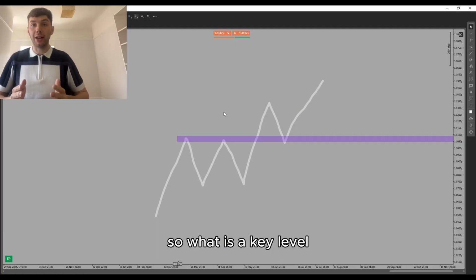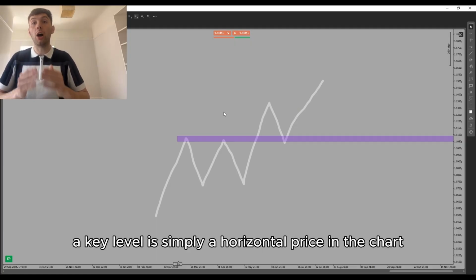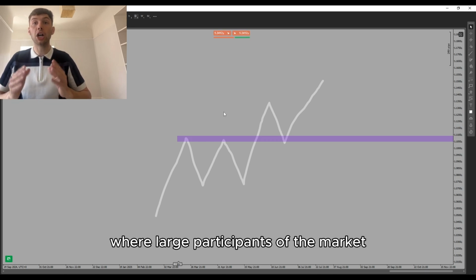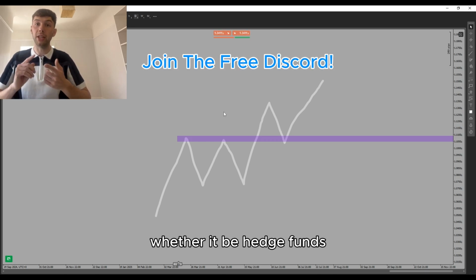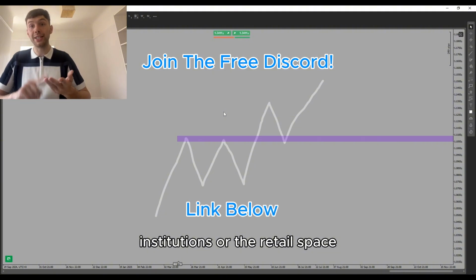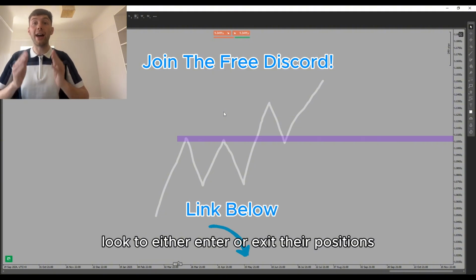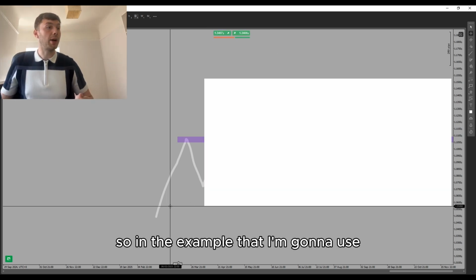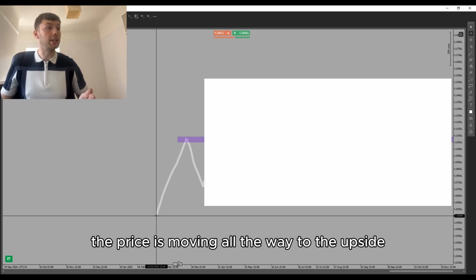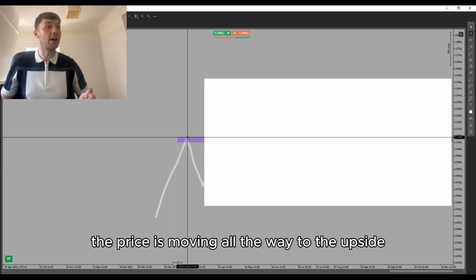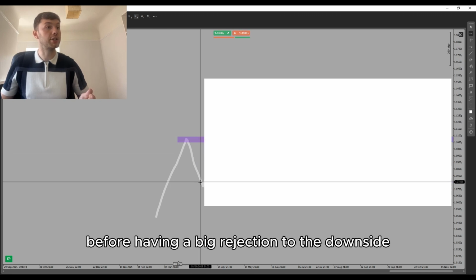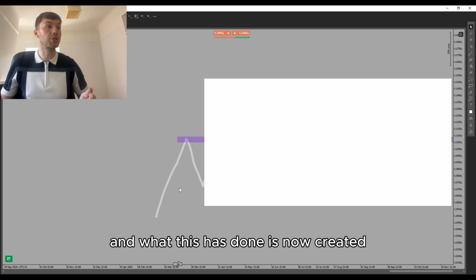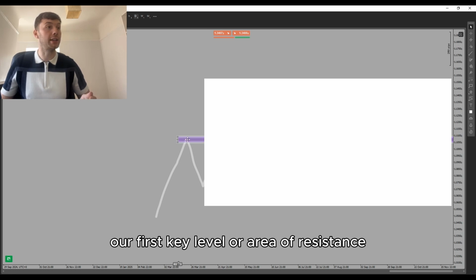So what is a key level? A key level is simply a horizontal price in the chart where large participants of the market, whether it be hedge funds, institutions, or the retail space, look to either enter or exit their positions. So in the example that I'm going to use, as we can see, the price is moving all the way to the upside before having a big rejection to the downside. And what this has done is now created our first key level or area of resistance.